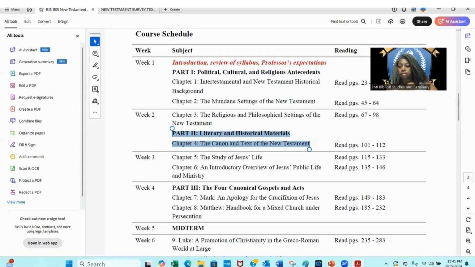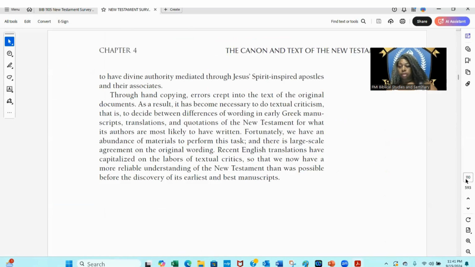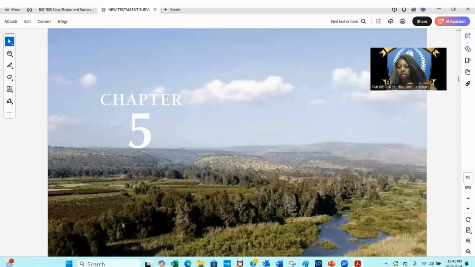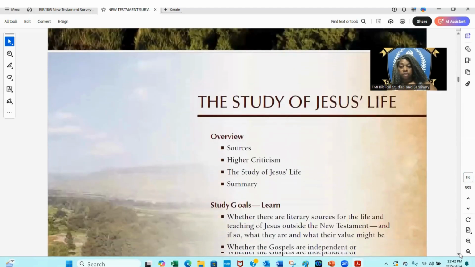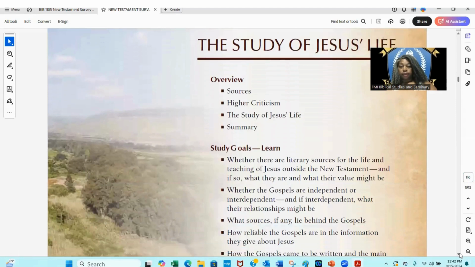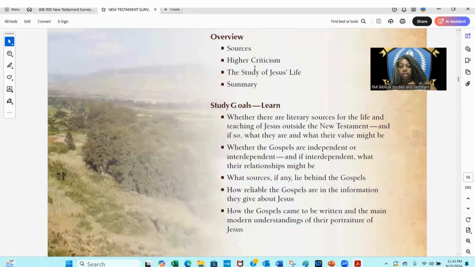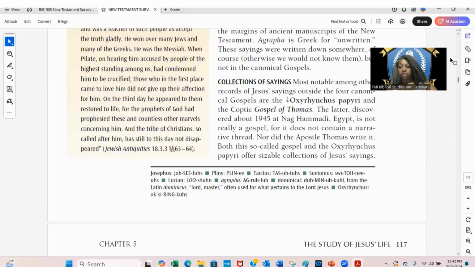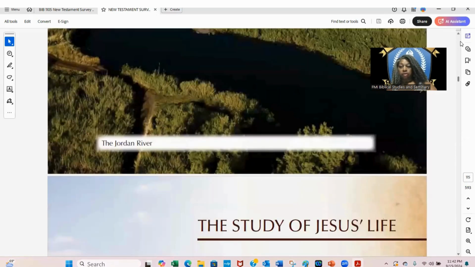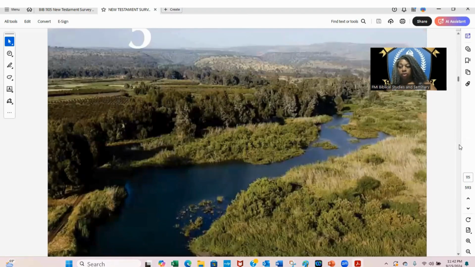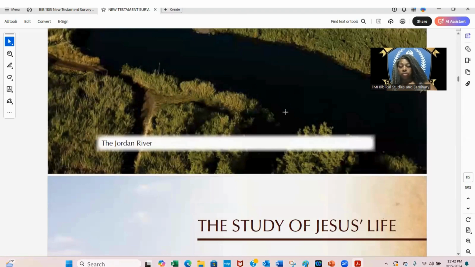So we go back to our textbook and see where we are. Page 115, and you're at chapter 5, Study of Jesus' Life. Okay. And just read the overview and study guides, and then read a couple of paragraphs here and there just to give you an idea. What's important is you can copy and paste that into a PowerPoint so that you can have something easier to discuss without going back and forth in the books, unless you want to.